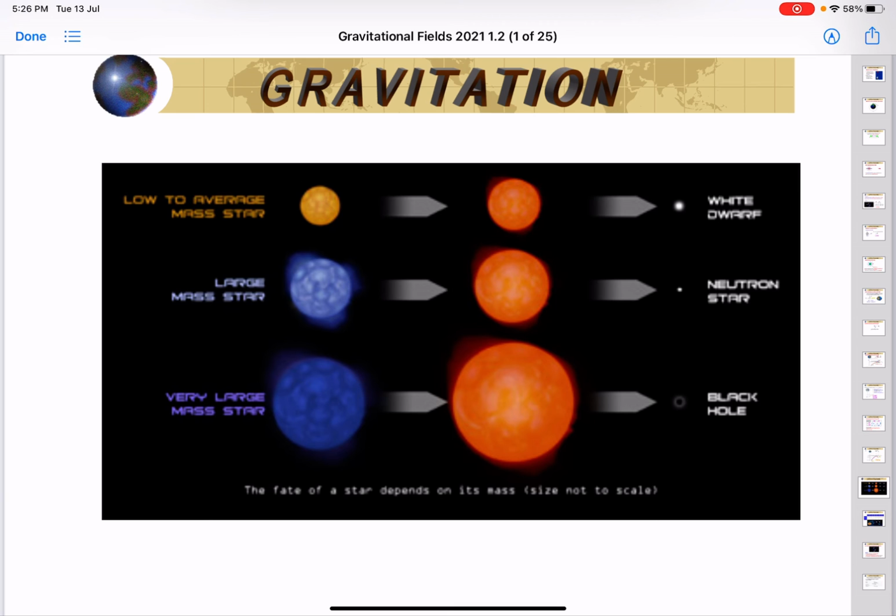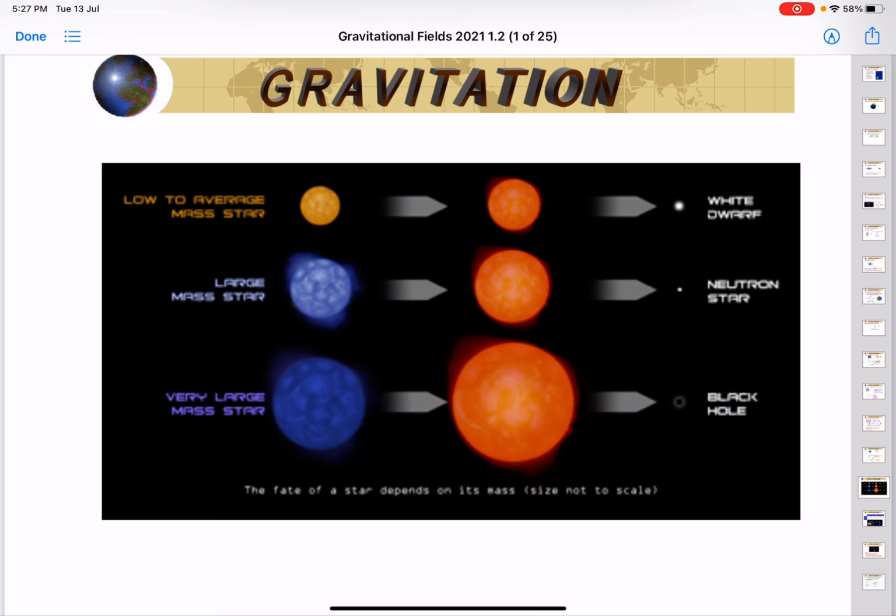Now what if the star is more massive? It's a large mass star. The electron degeneracy pressure is not enough to prevent it from collapsing. The gravitational pull is so strong that the electrons will collapse into the protons, into the nucleus. The electrons and the protons become neutrons. Everything becomes a neutron, because the charges neutralize one another, electrons and protons, and as a result everything becomes so dense.